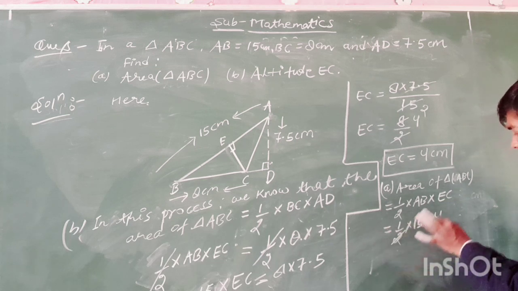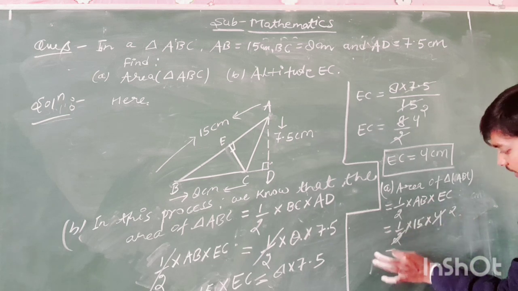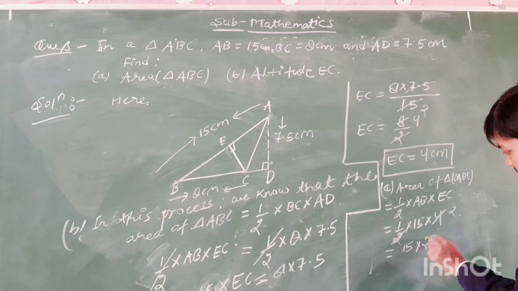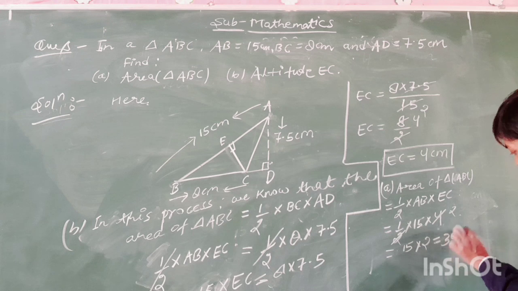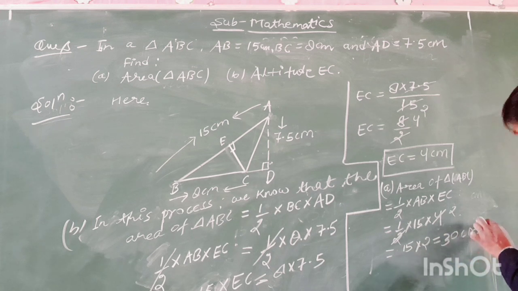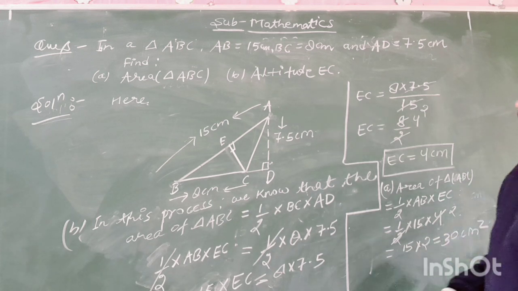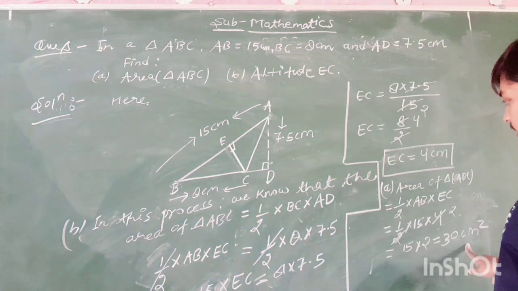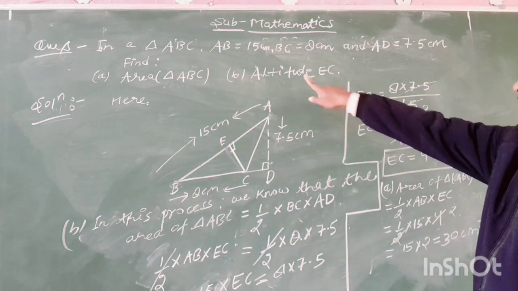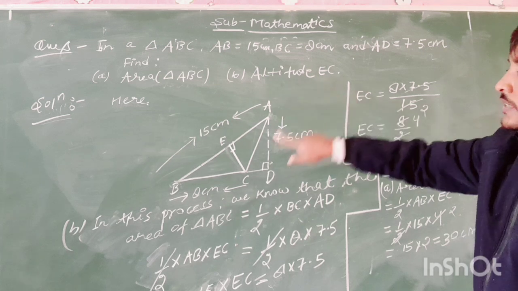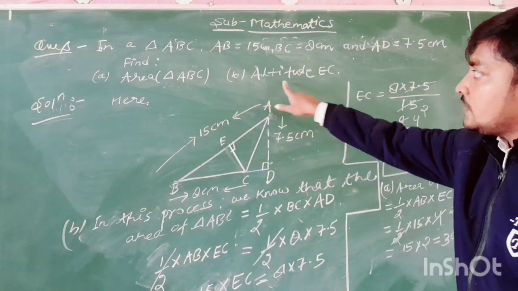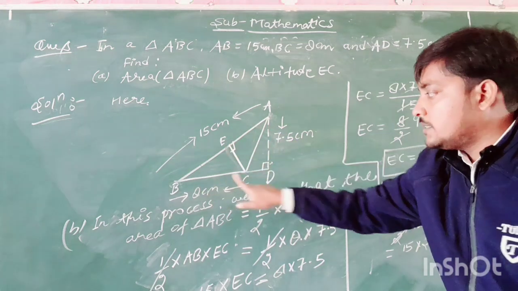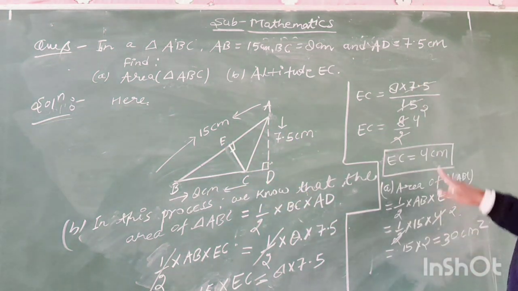So 2 4s are 8, which is equal to 15 into 2, which is equal to 30 centimeter square. So the area of the triangle ABC is equal to 30 centimeter square, and altitude DC of the triangle ABC is equal to 4 centimeter.